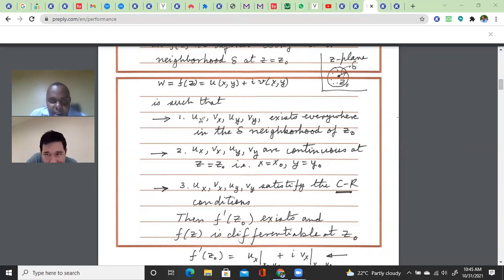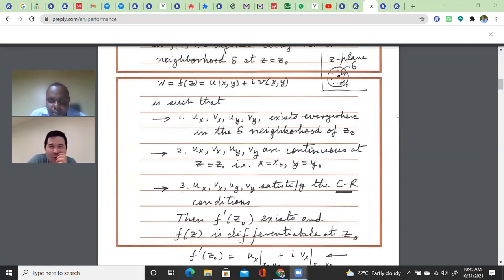So the derivative of u with respect to x, the derivative of v with respect to x, the derivative of u with respect to y, the derivative of v with respect to y, these derivatives must exist everywhere in the neighborhood of z naught. They must be continuous at z equals z naught, and all these derivatives must satisfy the Cauchy-Riemann conditions.